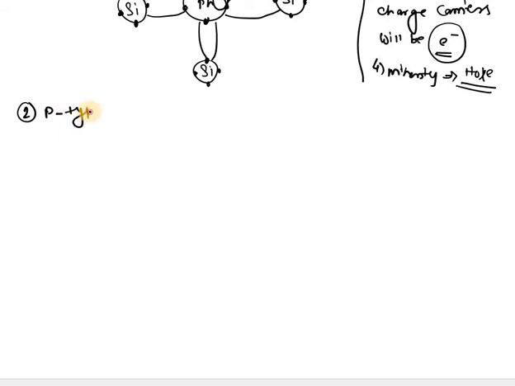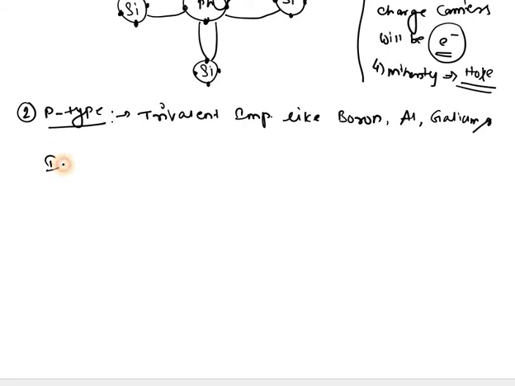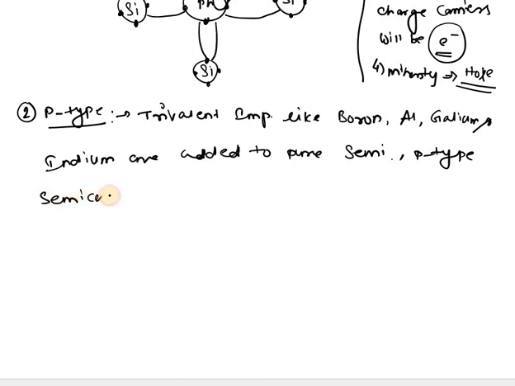Now a p-type semiconductor. Now definition again. When impurities, that is trivalent impurities like boron, aluminium, then we have gallium and indium are added to pure semiconductor, it is called as p-type semiconductor. Now again, there are 4 elements that we have to remember, and they are boron, aluminium, gallium and indium. And remember, they all are trivalent. That means they have 3 electrons in the outermost orbit.